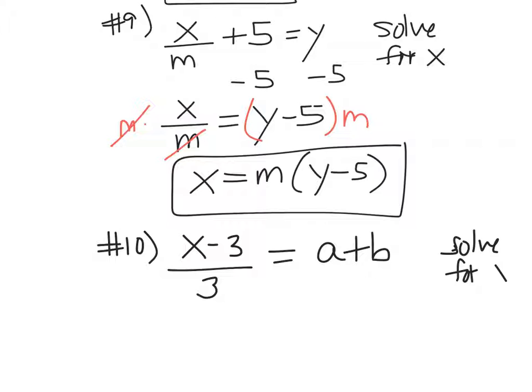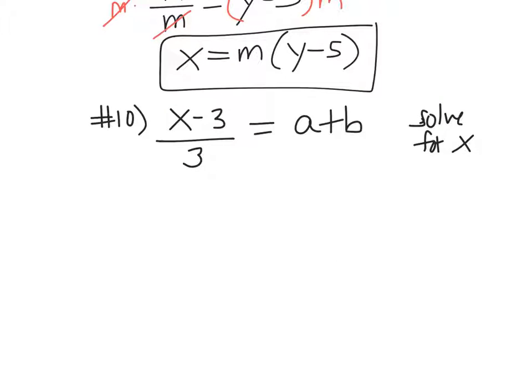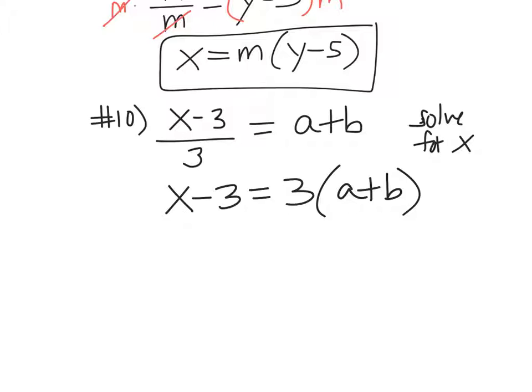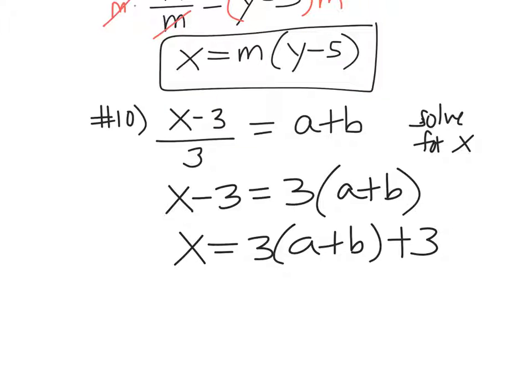Solve for x. Multiply both sides by 3. x minus 3 equals, and I'm going to put that 3 in front and put parentheses. You can put it at the back, it doesn't matter, but make sure the parentheses are there. Plus 3b. You can distribute or you can multiply everything. Then we get to add 3 to the other side. If your answer looked like this, that's fine. If your answer was x equals 3a plus 3b plus 3, that's good too.